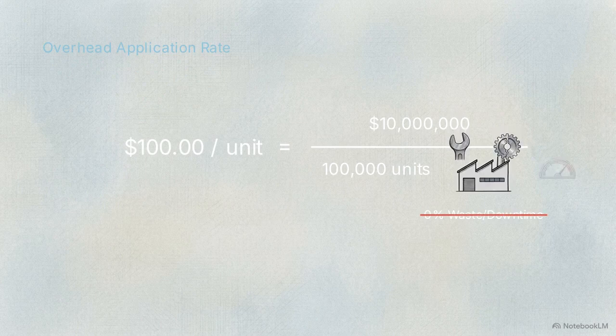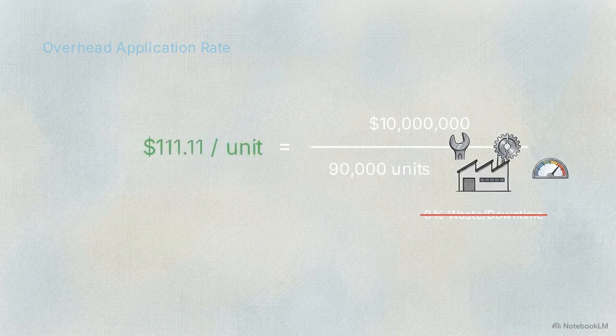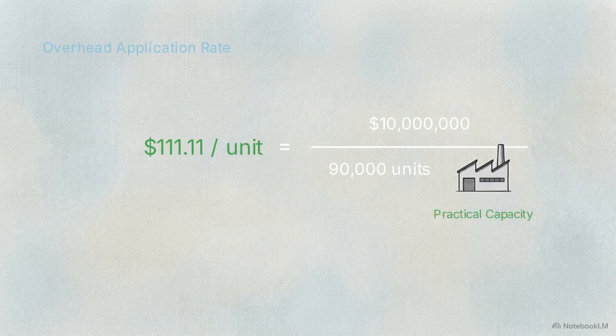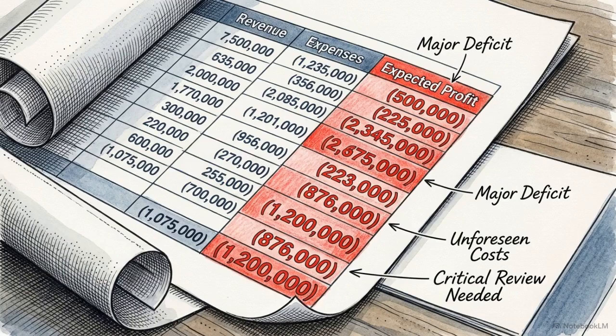No physical factory operates without routine maintenance, machine breakdowns, or setup delays. Practical capacity is used for accurate results, factoring in expected maintenance and downtime. Updating the denominator to a realistic 90,000 units recalculates the application rate, raising the cost per unit to $111.11. Choosing theoretical over practical capacity inflicts immediate financial damage.